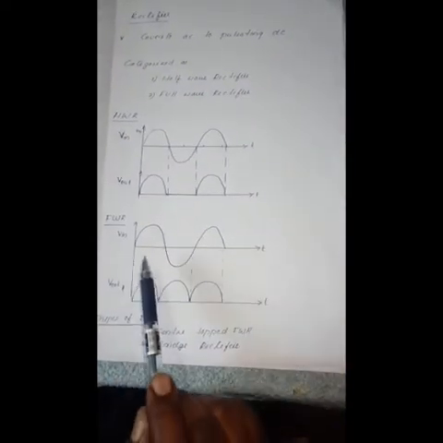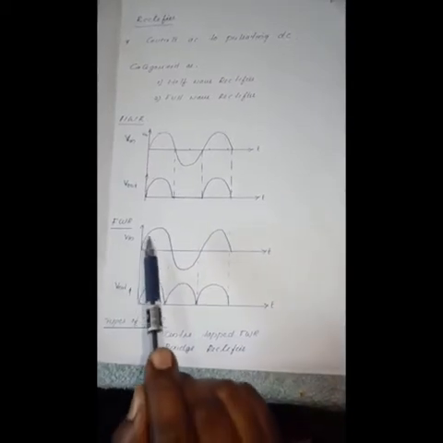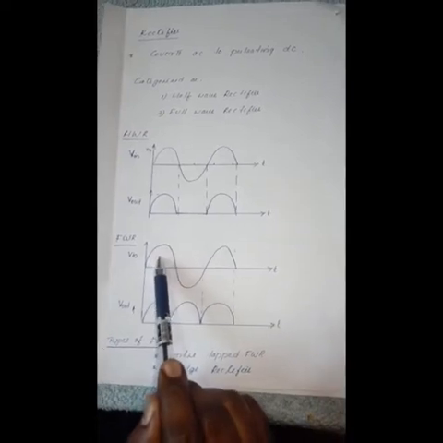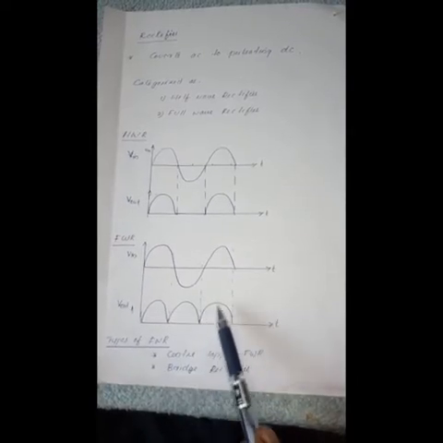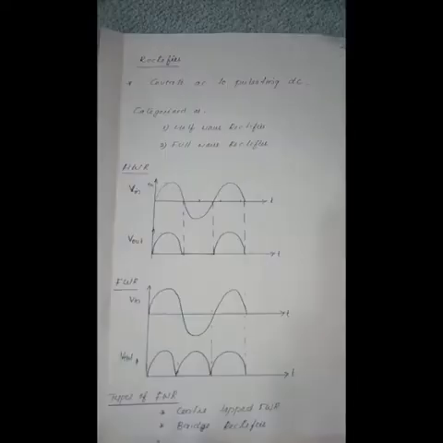But in a full wave rectifier, both the half cycles, that is during the positive half cycle as well as during the negative half cycle, the output is obtained. So we are getting the output waveform for a full wave rectifier like this.